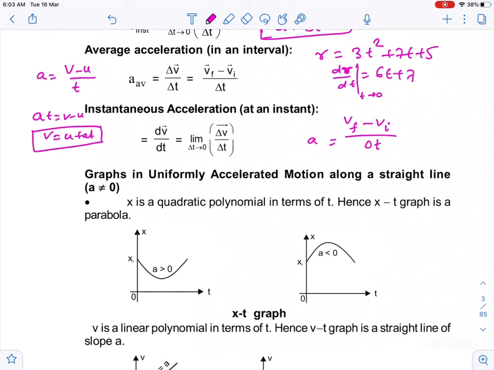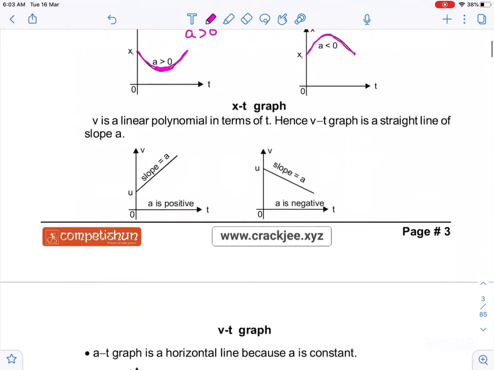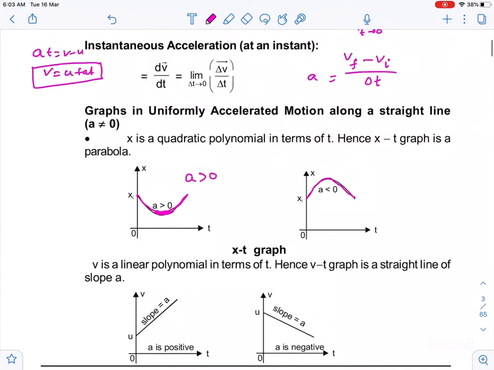Like if I have one graph which is a vertically upward parabola like this, so this acceleration is always greater than 0 here. Keep in mind, JEE may ask this type of question. When acceleration is always positive, which type of graph is possible, and when acceleration is always negative, this type of graph you have to keep in mind. Okay, in detail I will discuss it some other time.